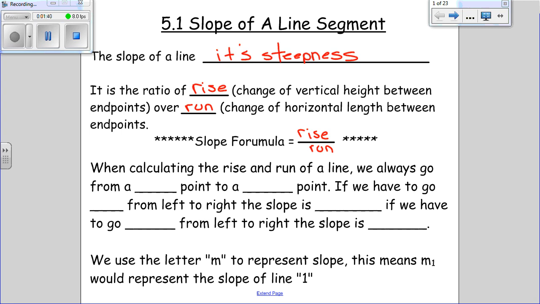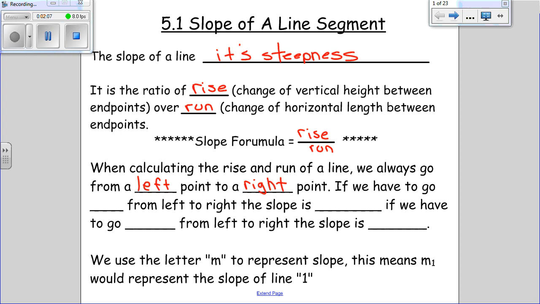How to calculate rise and run. This is going to be instructions on how to calculate it, but we're going to do a demo which might help. So when calculating the rise and run of a line, we always go from a left point to a right point. Whenever possible, we go left to right, left to right. The reason we do that is it keeps our negatives really simple for us.